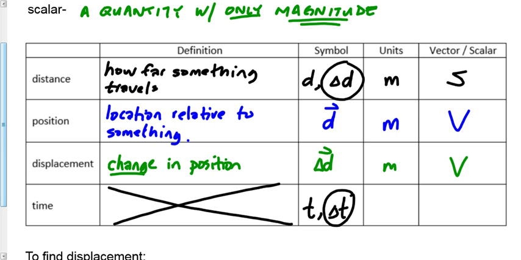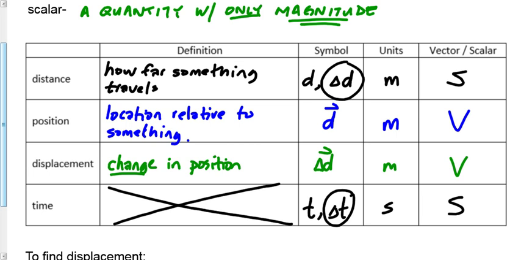Units? Seconds. Sometimes you can use hours or days or minutes, but usually it's going to be seconds. If in doubt, go with seconds. And is it a vector or a scalar? It is 10:09 to the north. Does that make any sense? Well, then time must be a scalar.